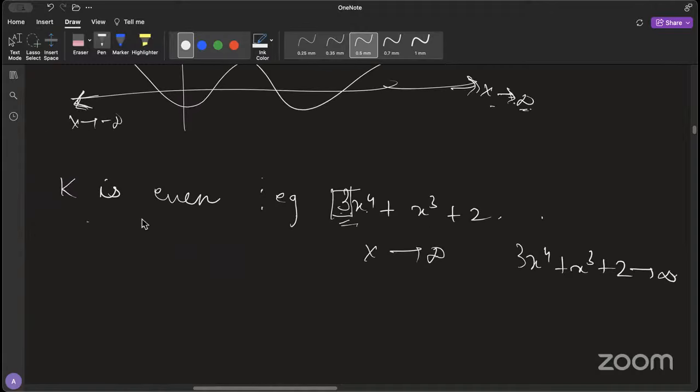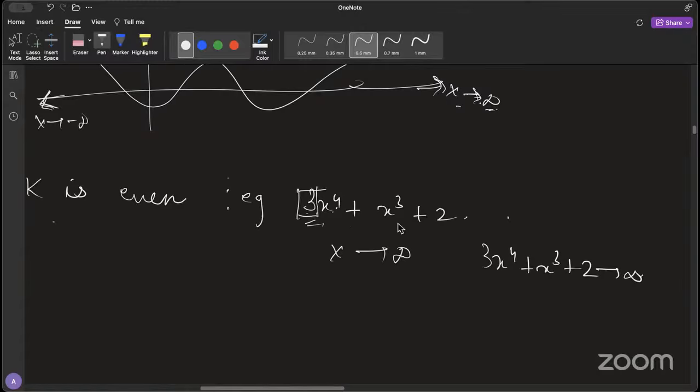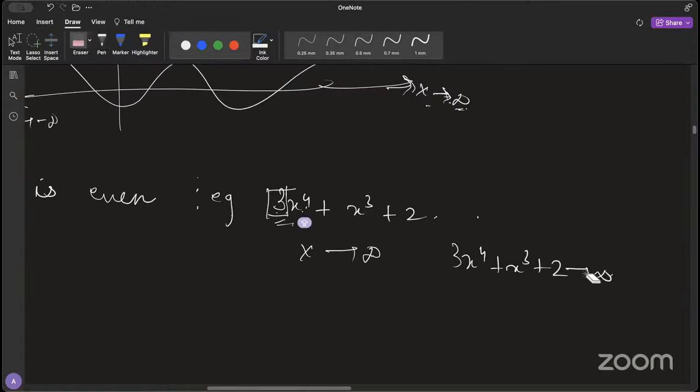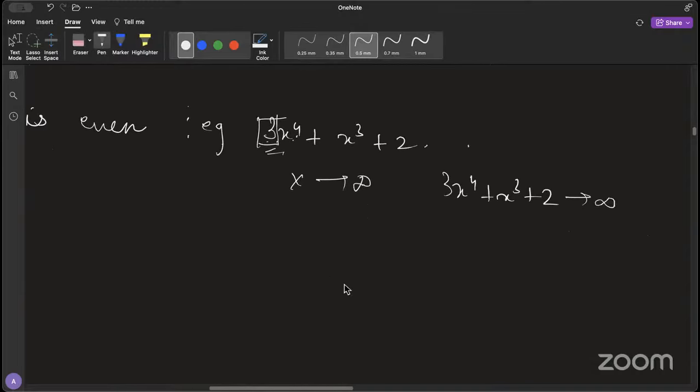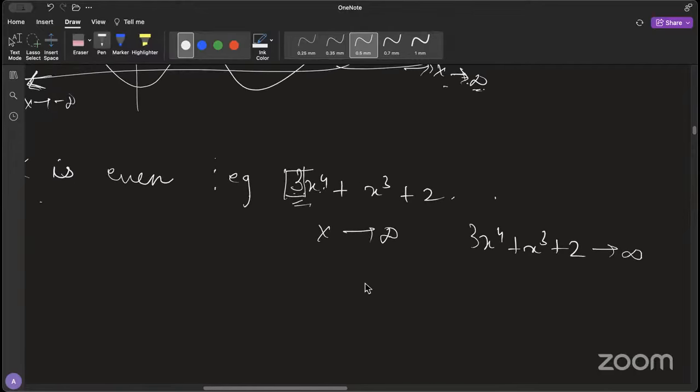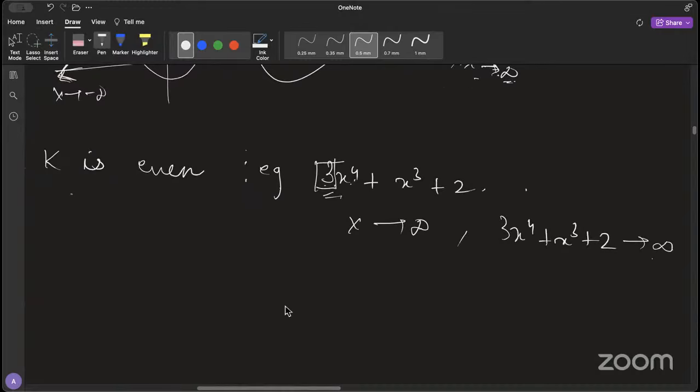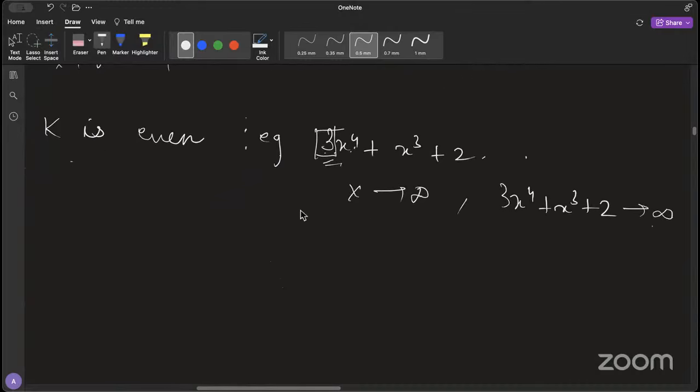So that means if your k is even, what's k here? K is the highest power, right? Which is 4 here. That's even, and the coefficient is greater than 0. So if your x goes to infinity, this thing goes to infinity as well. How do we generalize it? That means if your k is even, this is not just for 4, this is for every k that's even.